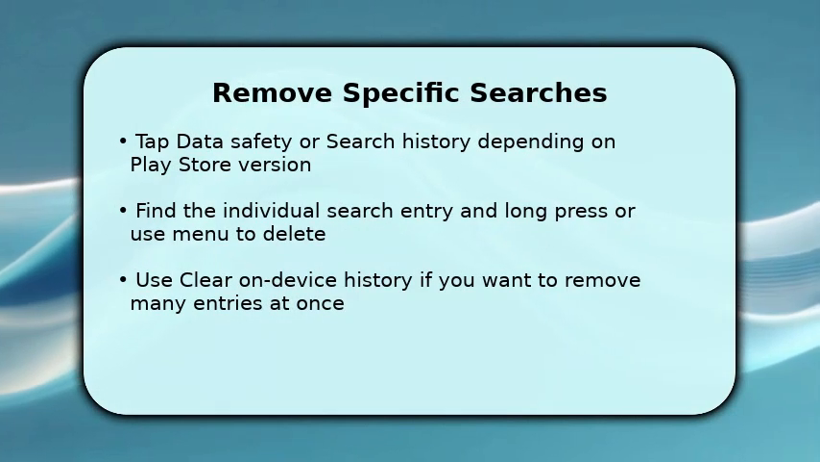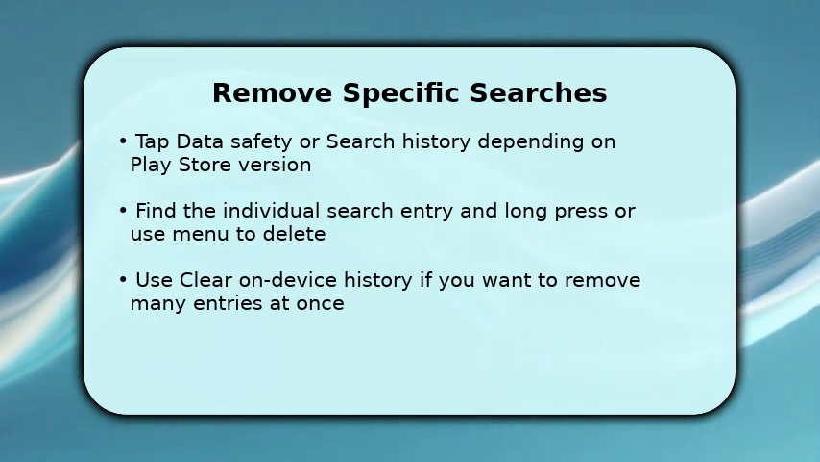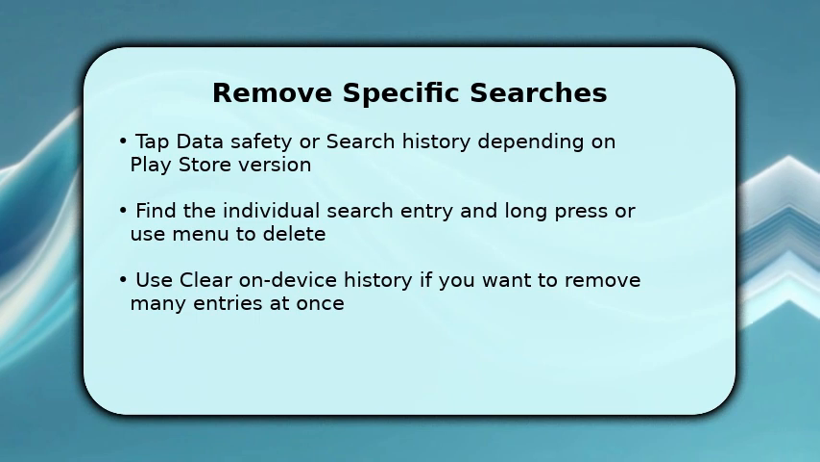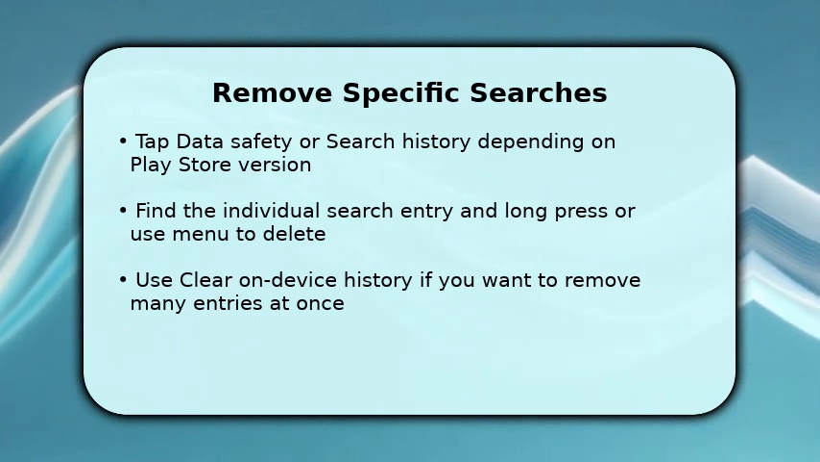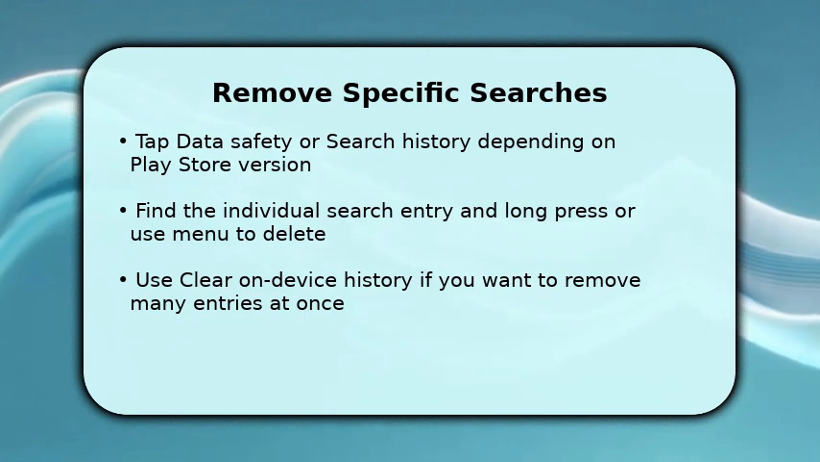Now focus on the middle steps, locating and deleting the actual search terms. Once in the search or activity section, scroll to find recent searches. You can long press an individual entry or tap the three-dot menu beside it to delete that single item.